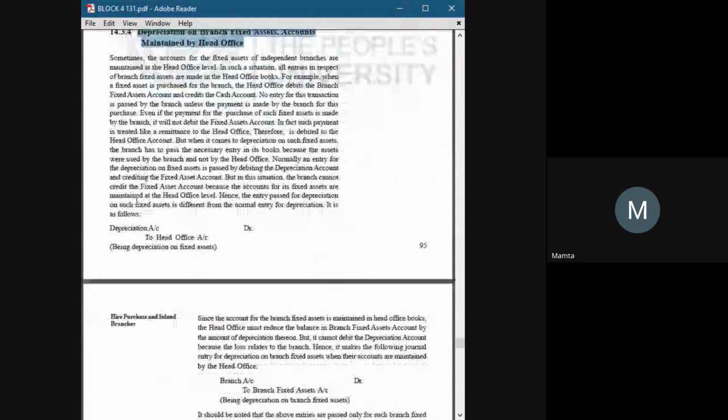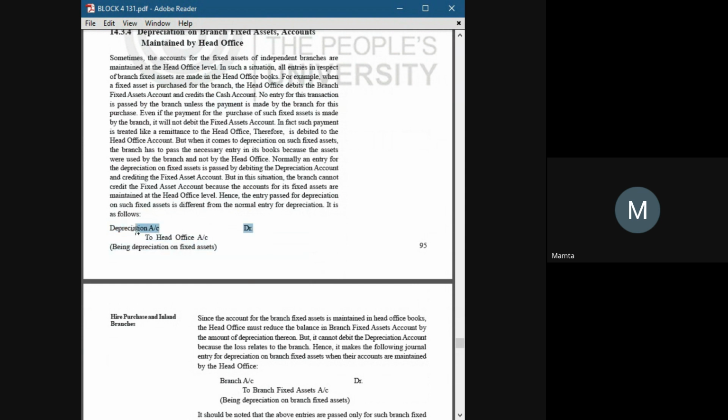But sometimes only branch will pass the entry of depreciation, not the head office. And again, one thing, branch will only pass the entry of depreciation, because depreciation account debit to head office, you have seen this generally.